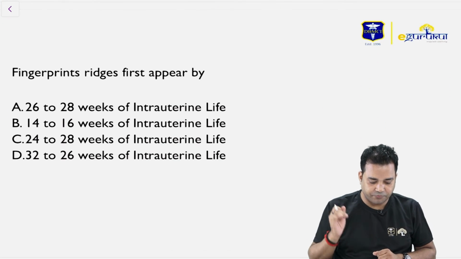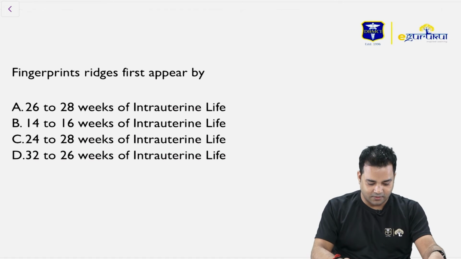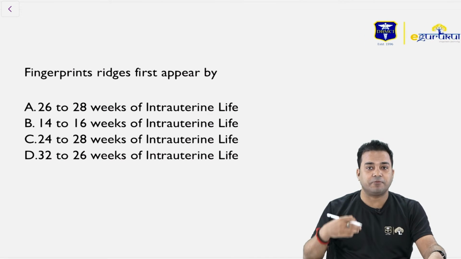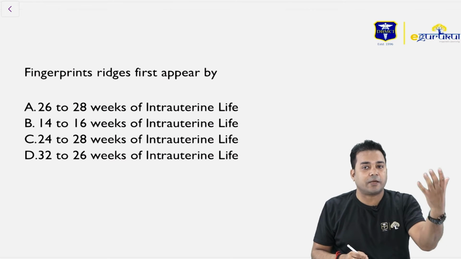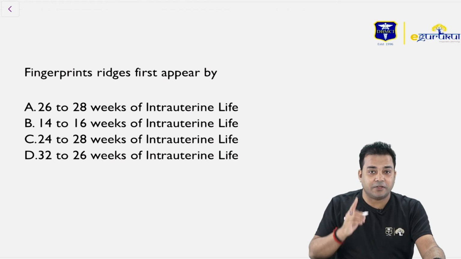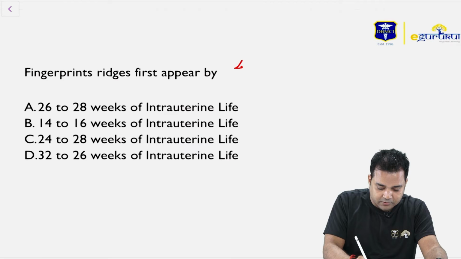Next question. Fingerprint. Now this is also a VIP topic, fingerprints. Identification of fingerprints. When do fingerprints appear? What will be the answer to this question? Fingerprint ridges first appear by 4 months. Always remember, 4 months. Easy to remember like this. And they develop by.